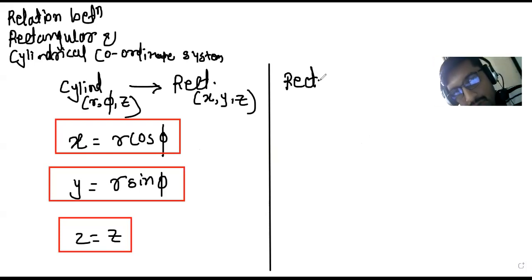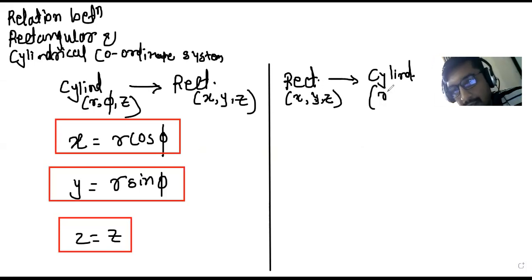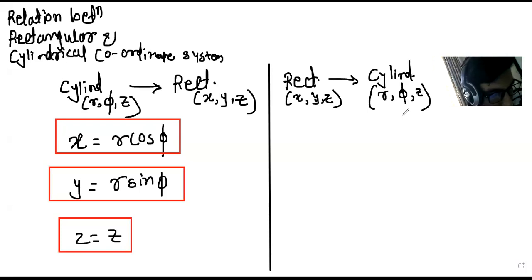If the rectangular coordinate system is used to specify the point, we know that it's x, y, and z. The point would be specified with respect to x, y, z, and I want to convert that point into the cylindrical coordinate system. Then I have to find parameters like r, phi, and z. So what are the equations to convert x, y, z into r, phi, z?